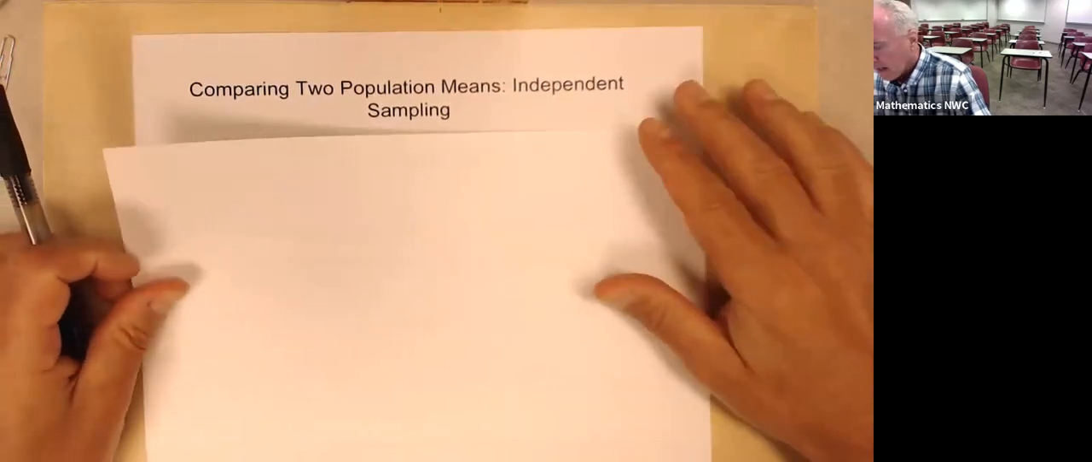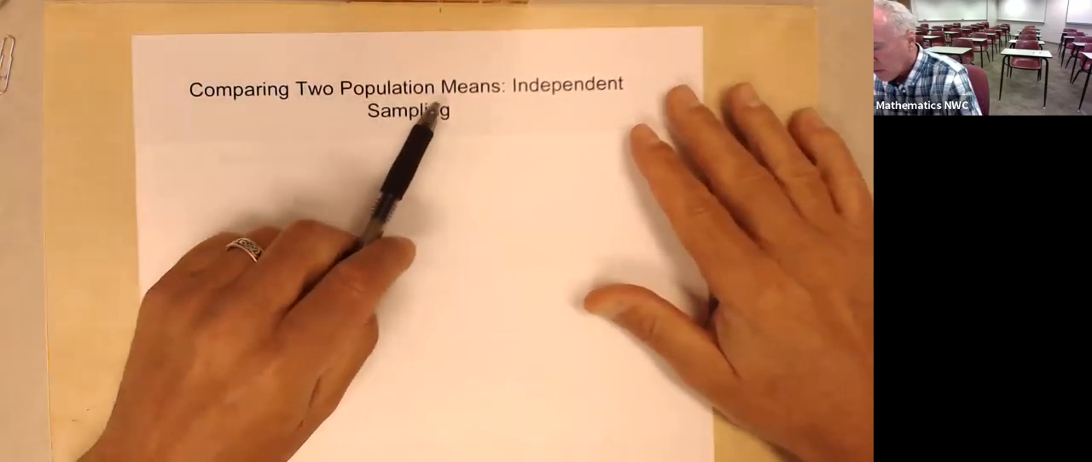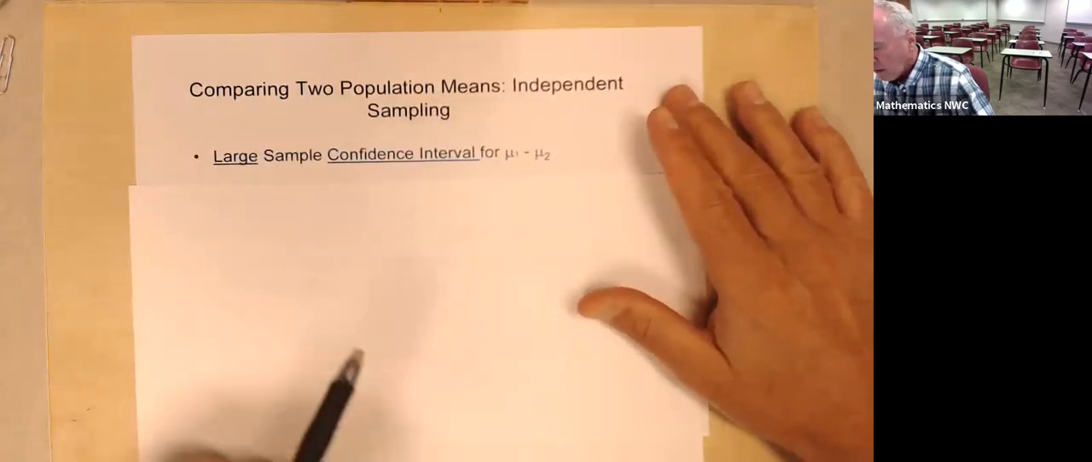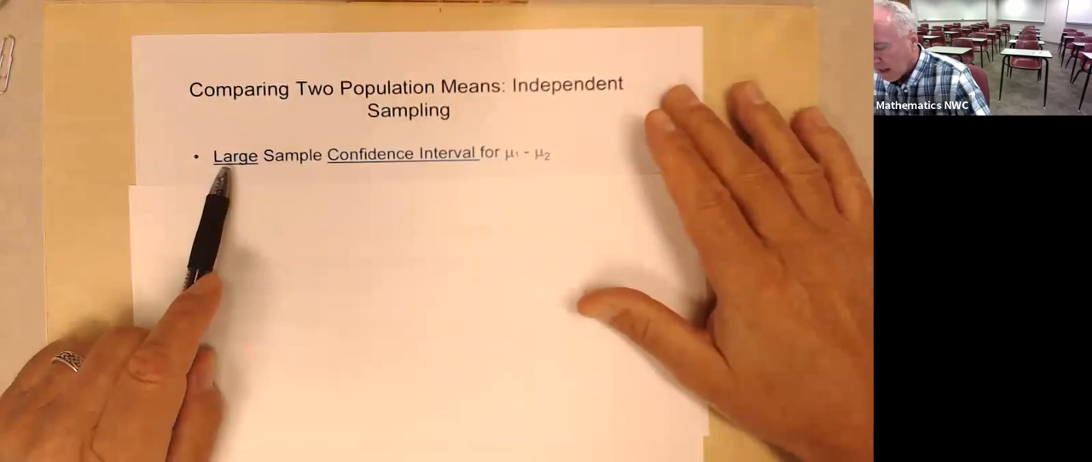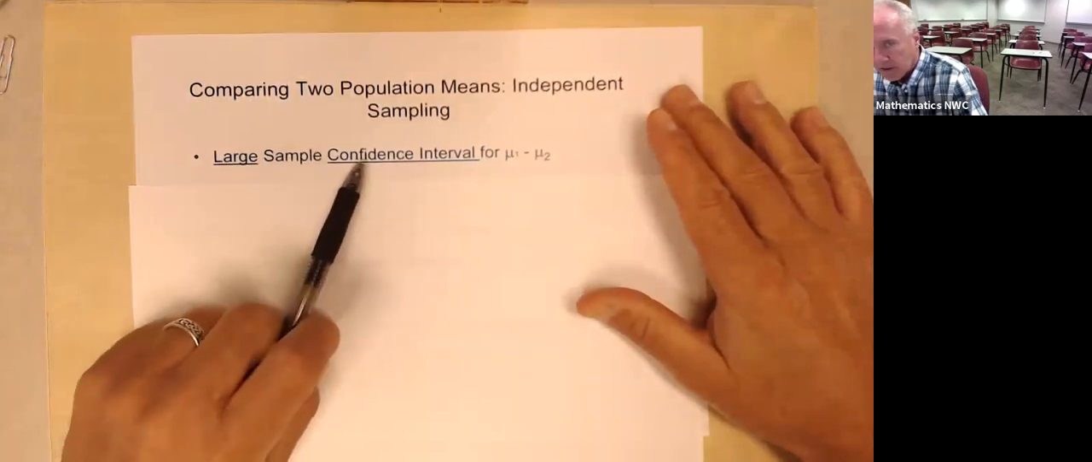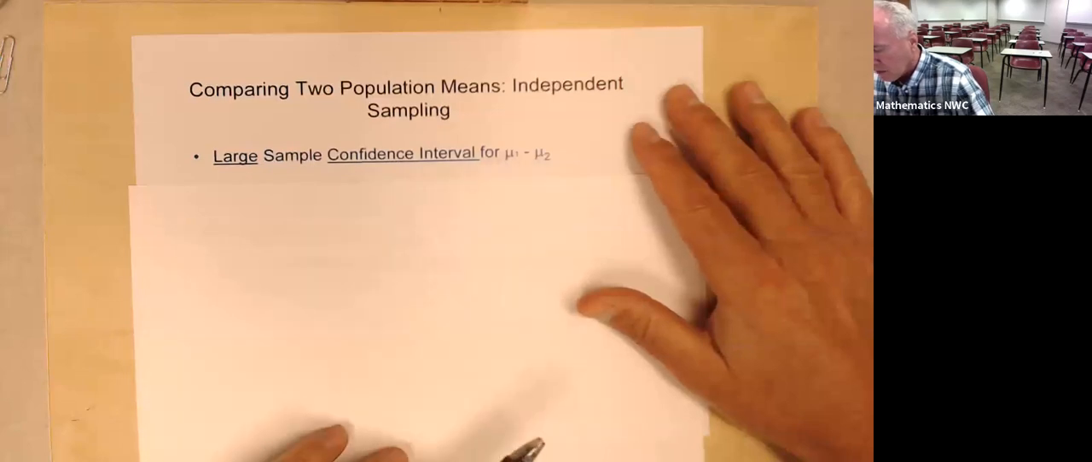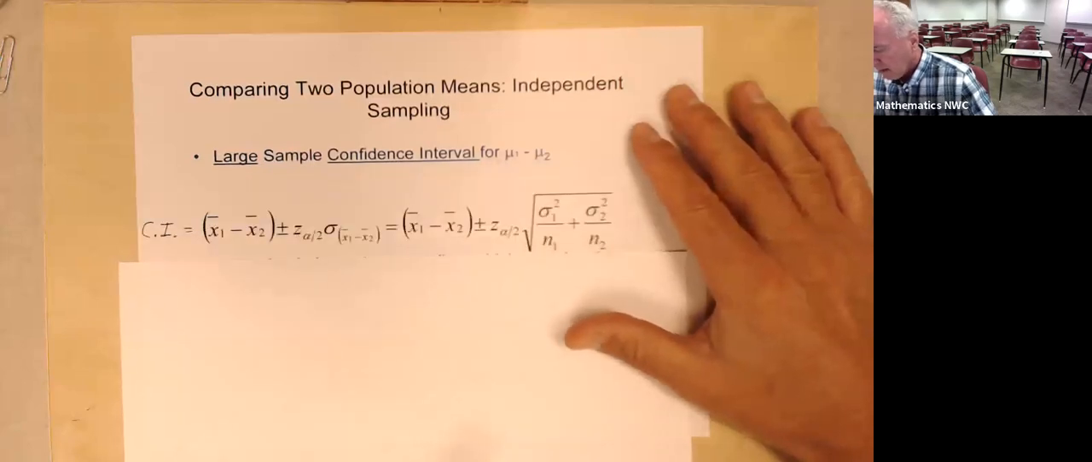We're starting off today by looking at the difference between two population means. First of all, we're looking at a large sample, and we're going to look at confidence intervals. Notice it's for the difference between the two. Okay? So here's our formula.